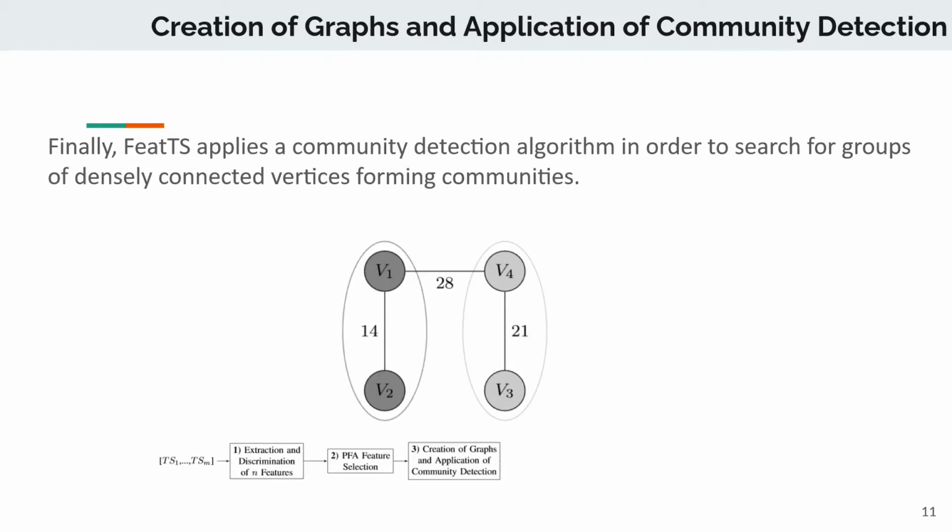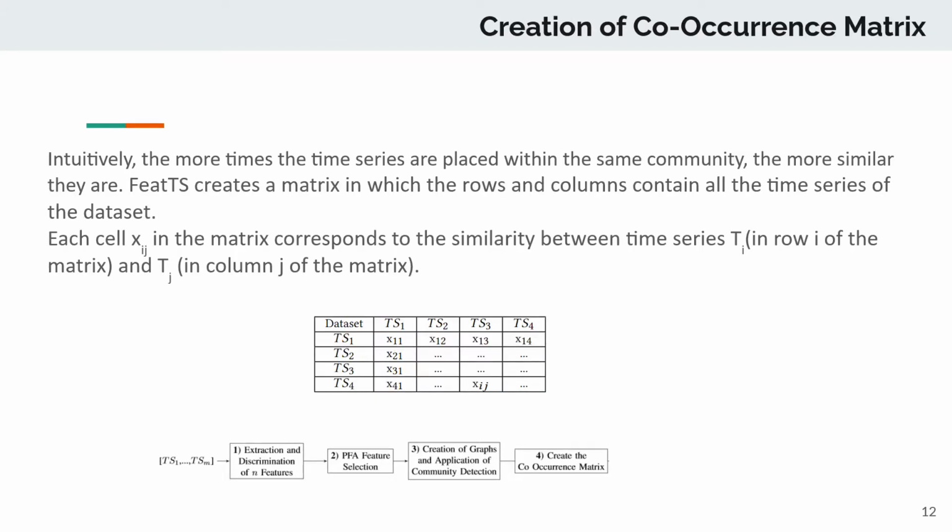Finally, once the graph is pruned, we apply a community detection algorithm in order to extract the communities from the graph. FeatTS applies this routine on all the graphs obtained from the features. Therefore, we need a structure to combine all the results obtained into one single data structure. FeatTS uses a structure called the Co-Occurrence matrix to combine all the communities into one single structure. The Co-Occurrence matrix is a matrix where the columns and rows represent all the time series of the dataset, and each cell represents a similarity value between these time series. The similarity of 2 time series increases with the number of times the 2 time series are clustered together.